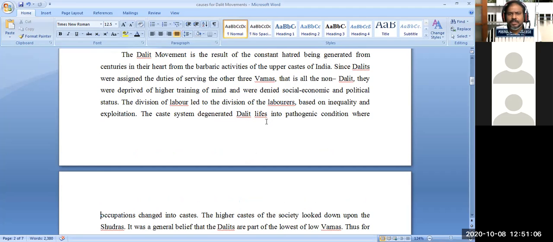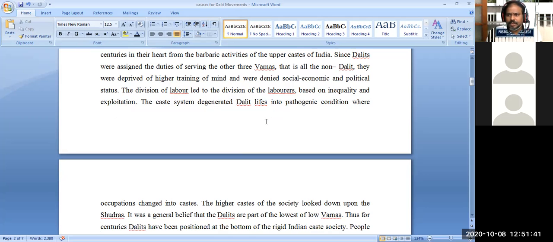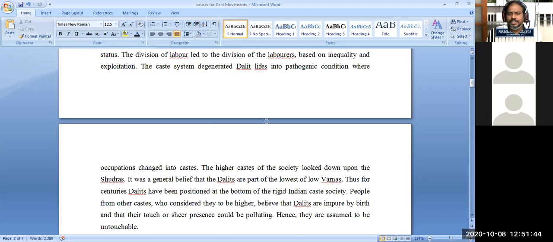Okay, so the Dalit movement is a result of constant hatred generated over centuries from the barbaric activities of the upper castes of India. Since Dalits were assigned the duties of serving the other three upper varnas, they were deprived of higher training of the mind and were denied social, economic, and political status. The division of labor led to division of the laborer based on inequality and exploitation. The caste system degenerated Dalit lives into a pathetic condition, where occupations changed into castes.